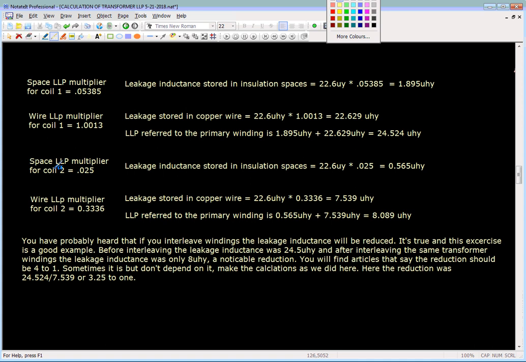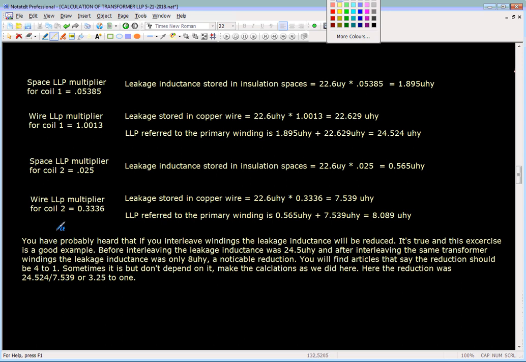And for the second transformer, you see we get this number and this number. This number compares with this one. This number compares with this one. And when you add them up, look at them, you see the ratio of coil 1 over coil 2 leakage inductance wise is about 3.25 to 1. So we reduce the leakage inductance from roughly 24 microhenry down to roughly 8 microhenry.